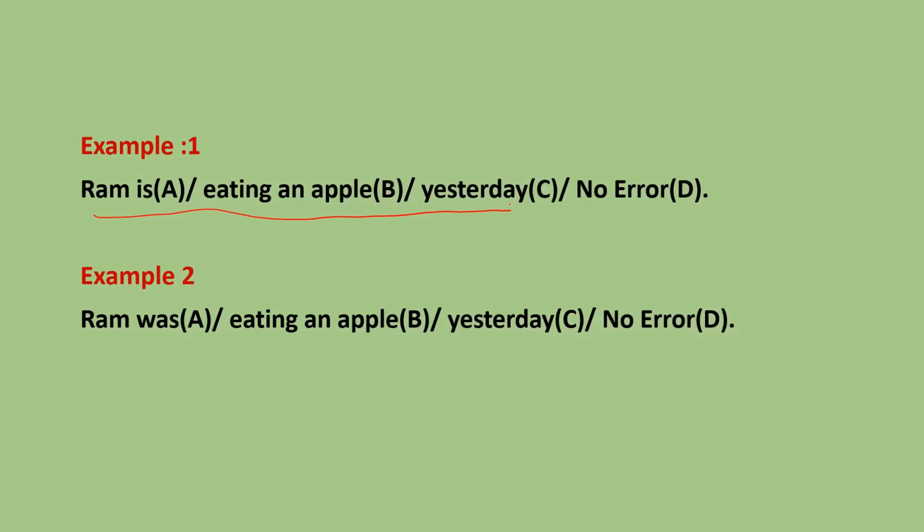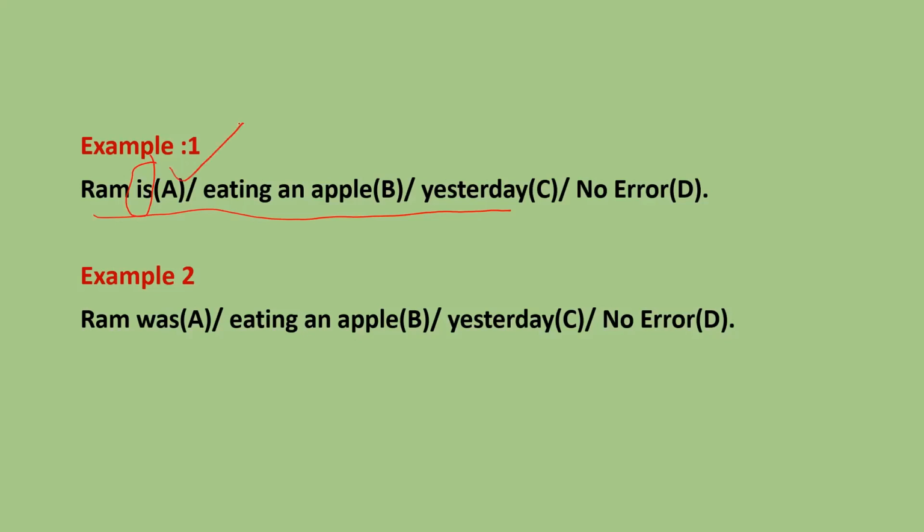If you see example 1 here, Ram is eating an apple yesterday. So, where is the error? Here, if you see, actually this is in past continuous. So, it should be Ram was eating an apple yesterday. So, the erroneous part is A.